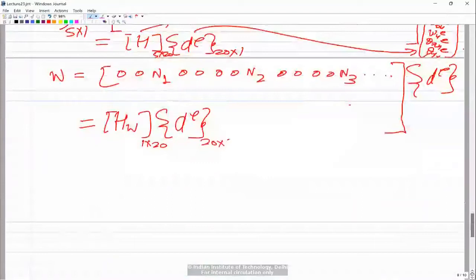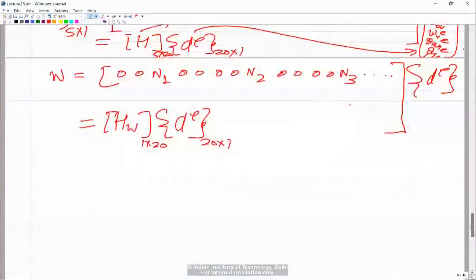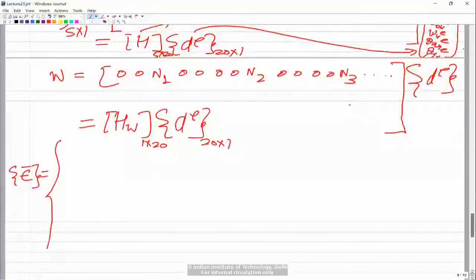So another important quantity is your strain epsilon bar. If you look at the definition of epsilon bar, which was an 8 by 1 vector, we are going to write that.